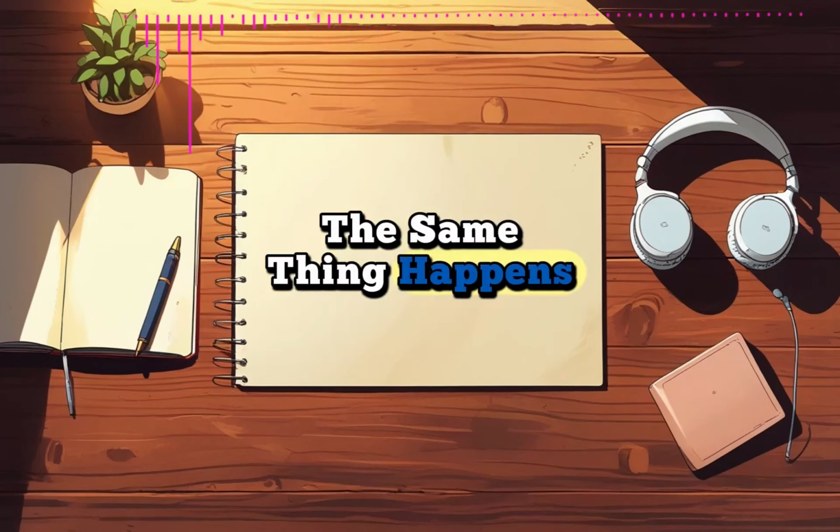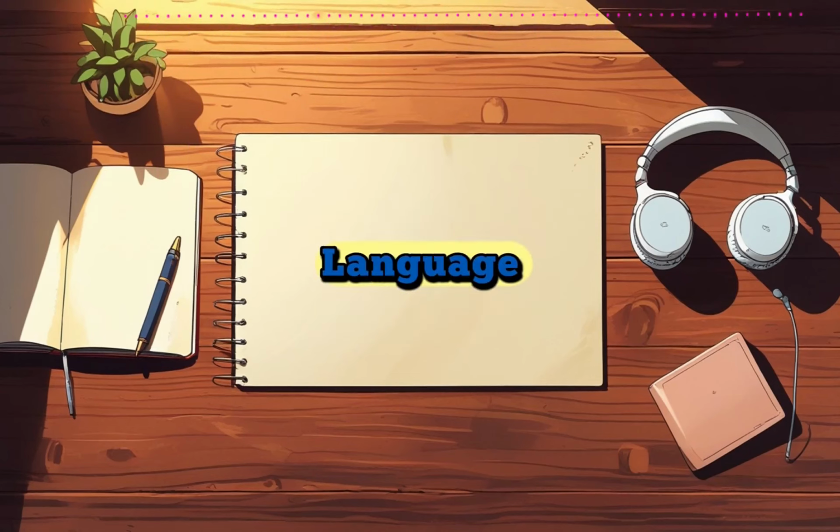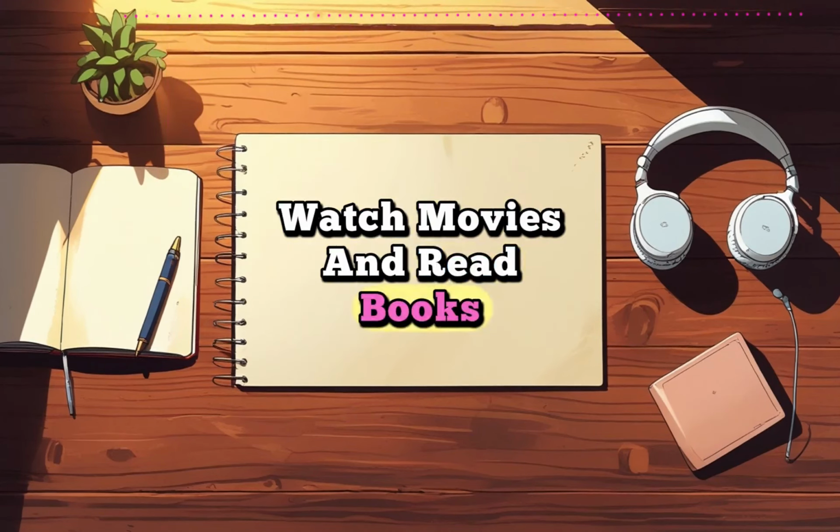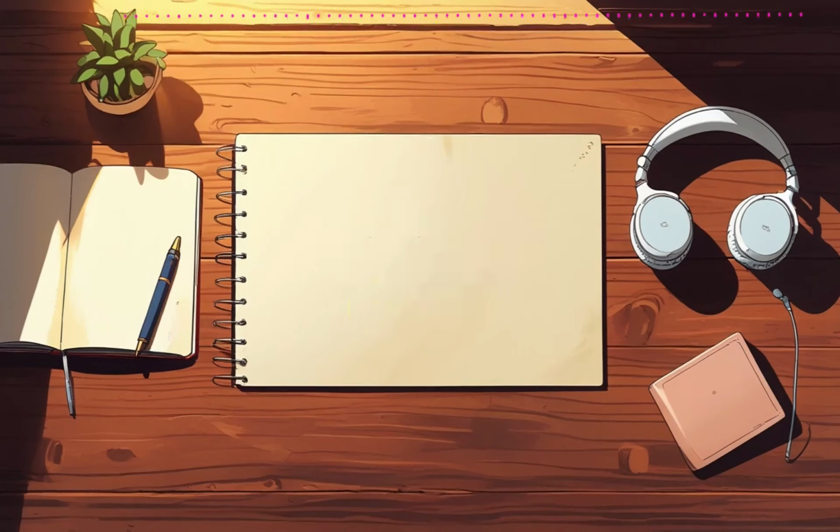The same thing happens when learning English as a second language. If you listen to English podcasts, watch movies, and read books, your brain stores new words, phrases, and grammar structures. Later, when you start speaking, you naturally use what you have learned.